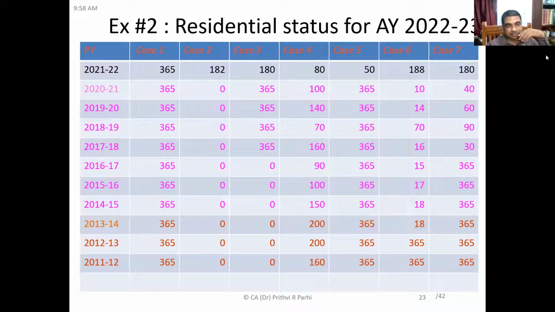Resident and ordinary resident. Okay, resident and ordinary resident, because in 7 years you can find 730 days. And in 10 years also you can find he is resident at least in 2 preceding previous years. Right? So in the first case, you can see he is resident and ordinary resident.